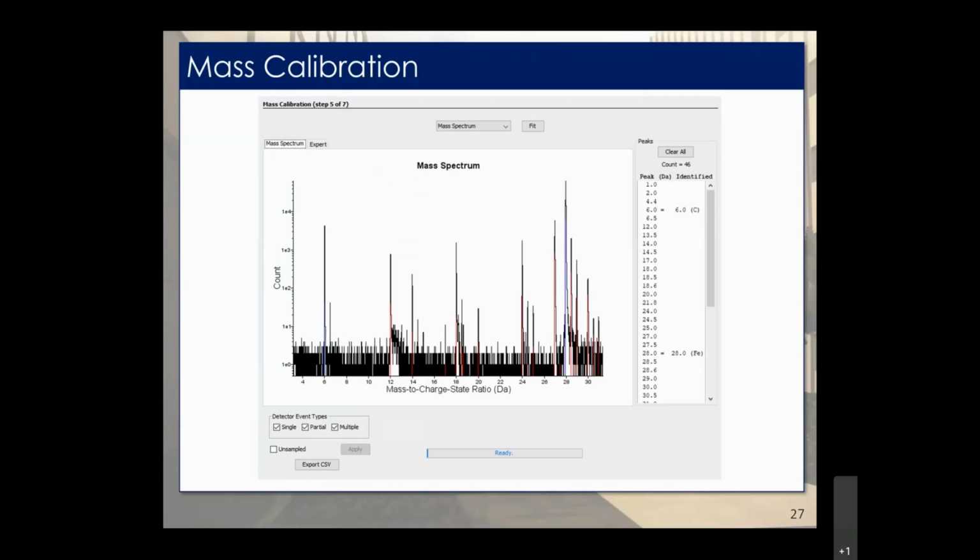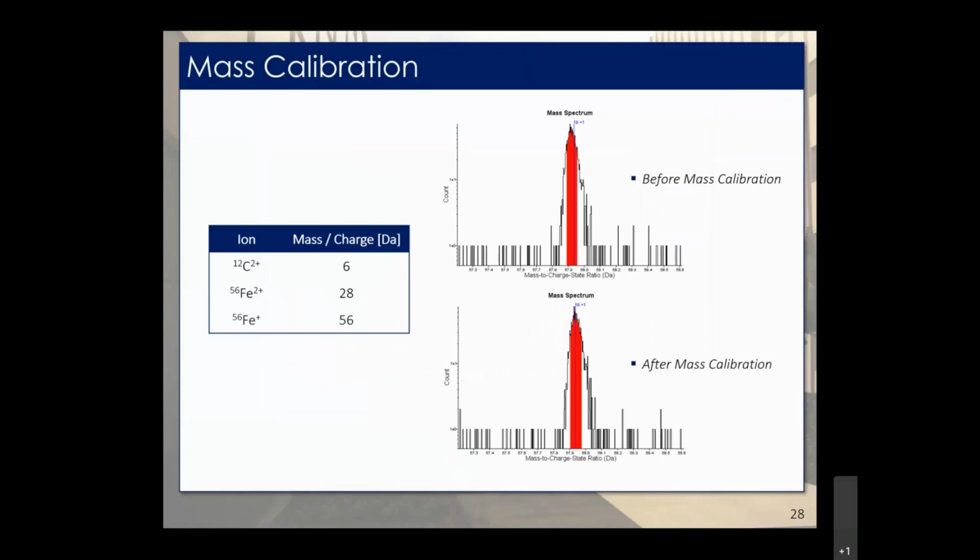So for this particular case, we can go through and select these peaks, and we have to identify what they are. So we have to use some known elements. Now in this steel sample, I know I have iron and I know I have carbon, so that should be really easy to pick out. So what I've done here is for the low end, we've looked at carbon in the 2+ charge state, which is at 6 Dalton. In the middle, for the major peak, we've chosen that iron 56 in 2+ at 28. And then for the high end, we've looked at iron 56 in the 1+, which is at 56.